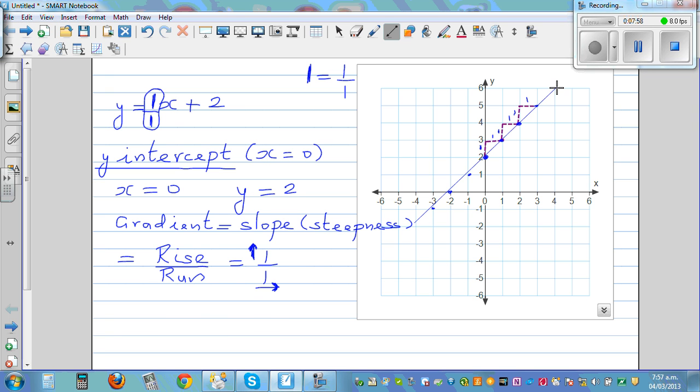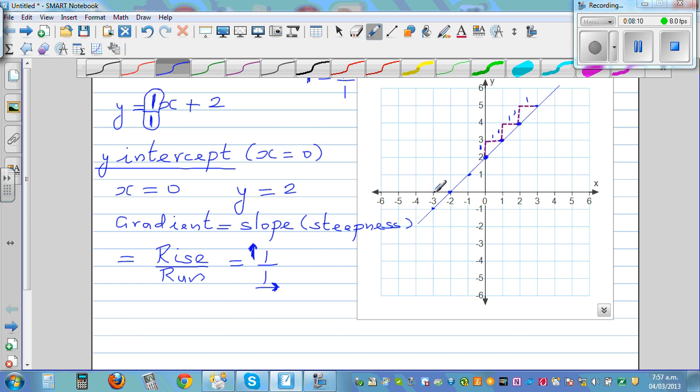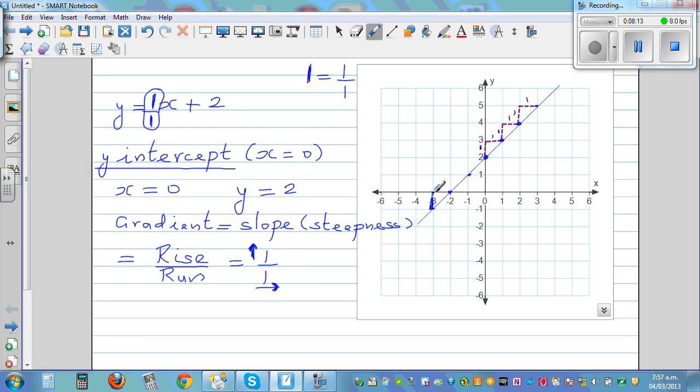Let me draw it properly. So this is a line. All these points are on the straight line, and they have this feature that if you draw a step-like thing, this is 1 up, 1 across, 1 up, 1 across. This is how you can draw the line without drawing the x coordinate, y coordinate, and the c. So this is the equation y is equal to x plus 2.